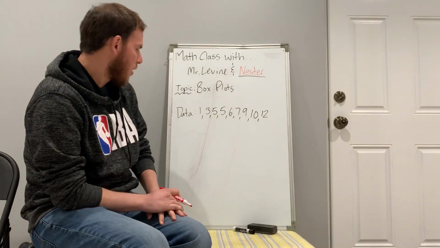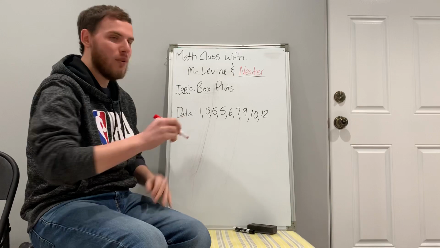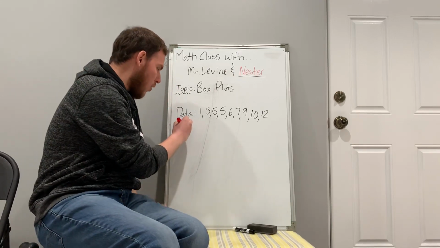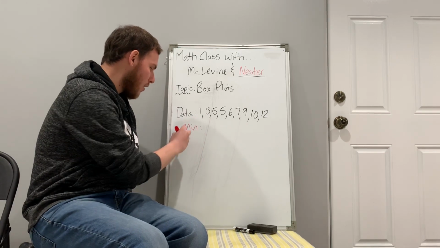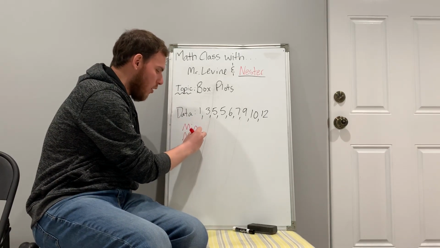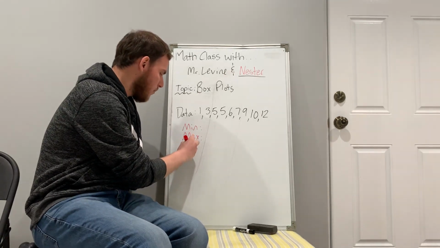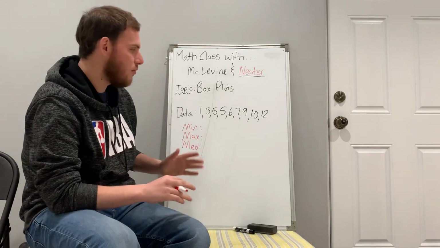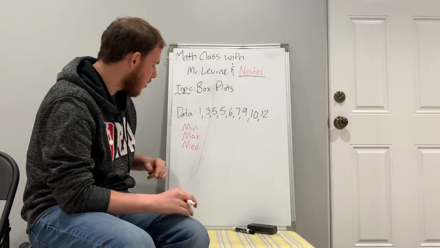Anyway, here we go. For a box plot, which is a little bit more complicated than a dot plot, we need 5 specific things to make it. We need the smallest number, which we'll call the minimum. We need the biggest number, which we'll call the maximum. We need the median. Those 3 things we should know how to do. Fairly simple. If you need to refresh on median, go back to the median video.